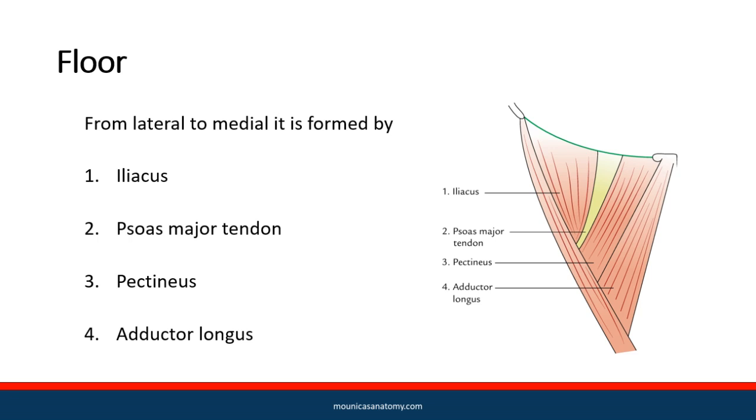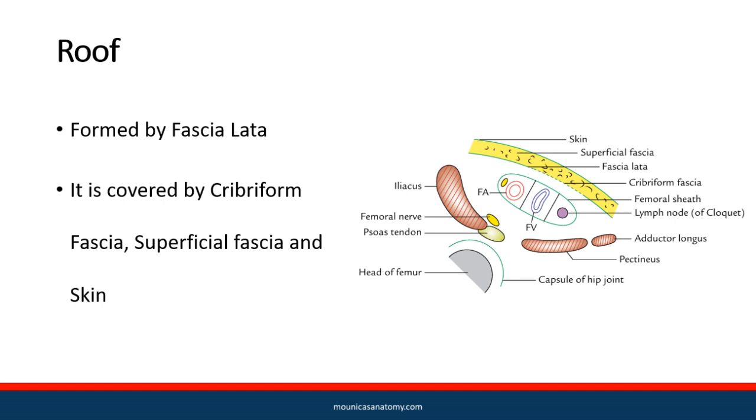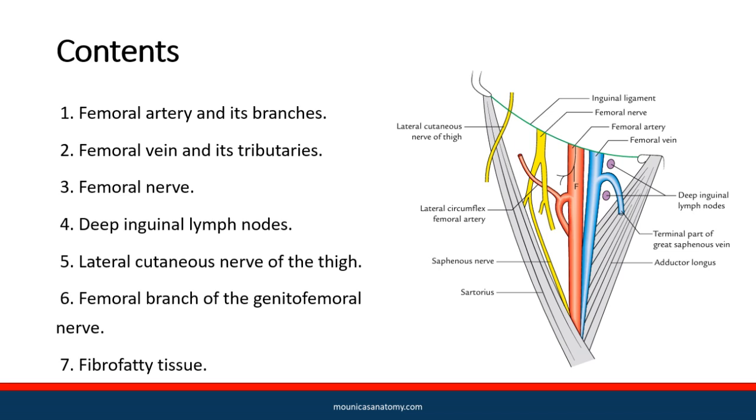Floor is muscular. Floor is formed, from lateral to medial, by iliacus, psoas major tendon, pectineus and adductor longus. Roof is formed by fascia lata.